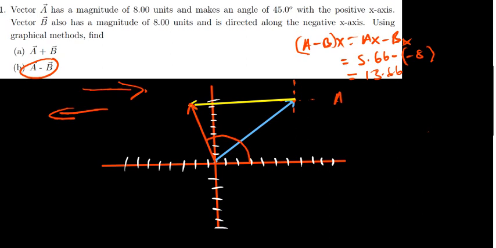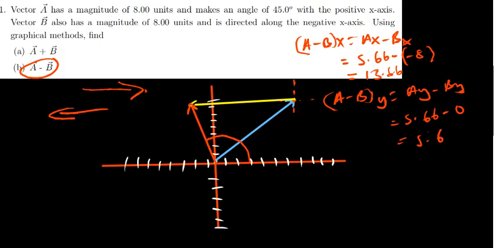So what is a minus b now in y component? It's going to be ay minus by. Let's plug in. What was our ay? The same one, 5.66 minus 0. We are getting this. Now I want you to appreciate this, guys.